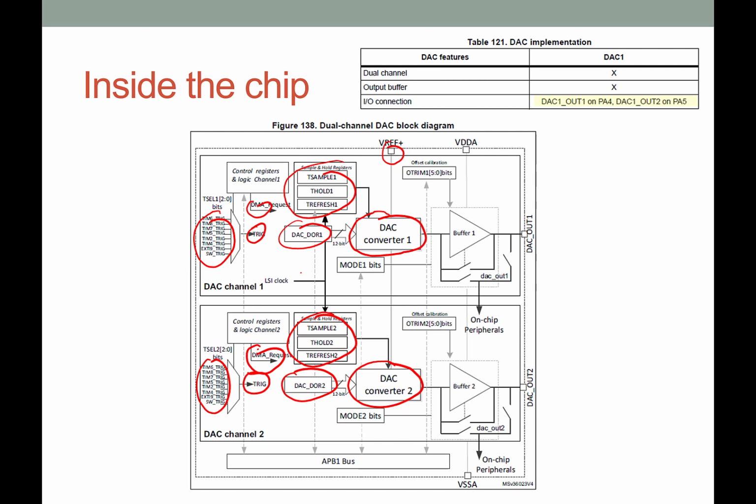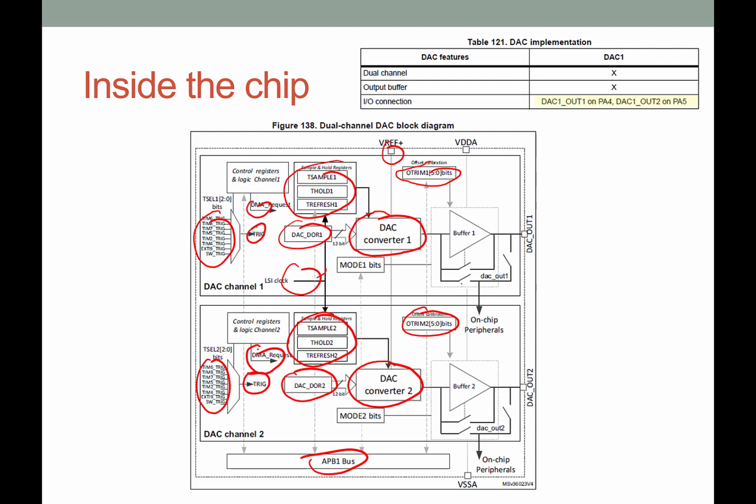You can see the LSI clock is tied to the two DACs. All of this you can see is tied to the APB1 bus. Here's the analog signal ground. You can see that there. We can do the offset calibration if we want to with those bits.